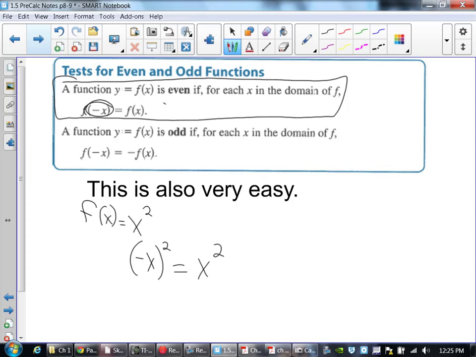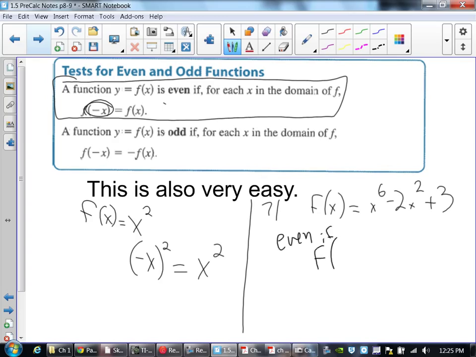Let me show you, 71 was a problem you guys had to do. And let's walk through it. Here's 71. F of x is x to the 6th minus 2x squared plus 3. Now, what this is asking you, it's even if I take f of negative x and I still get f of x, if nothing changes. If I substitute a negative x into these values, will I get the exact same equation when I'm done?